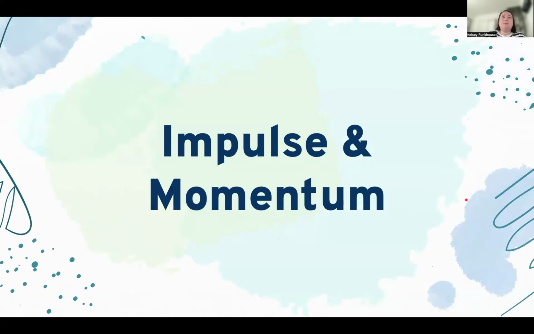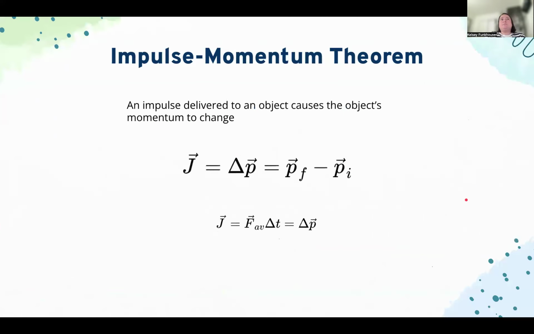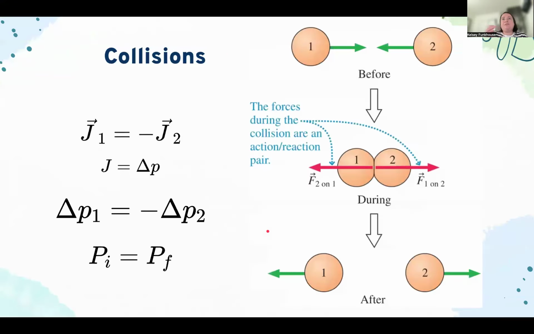And then the most recent stuff we've talked about is impulse and momentum. There is the impulse momentum theorem, where an impulse is delivered to an object and that causes the object's momentum to change. So momentum is not on this slide, but it's mass times velocity. And impulse is either the change in momentum or the average force experienced over a time interval. And we have different types of collisions with this.